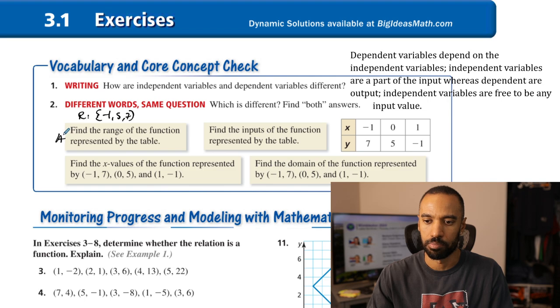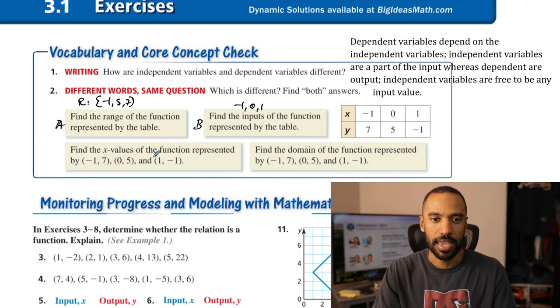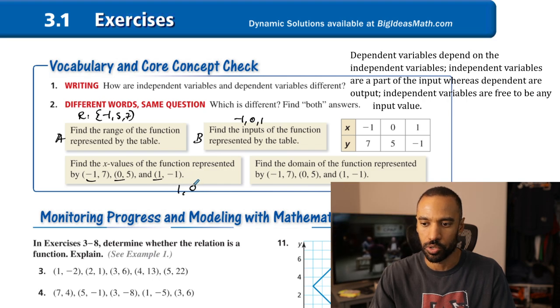So that's A. Find the inputs of the function represented by the table. That's different from A. Inputs are your x's. So inputs are negative 1, 0, and 1. It says find the x values of the function represented by this set. That's negative 1, 0, and 1 here. So that's also your B.